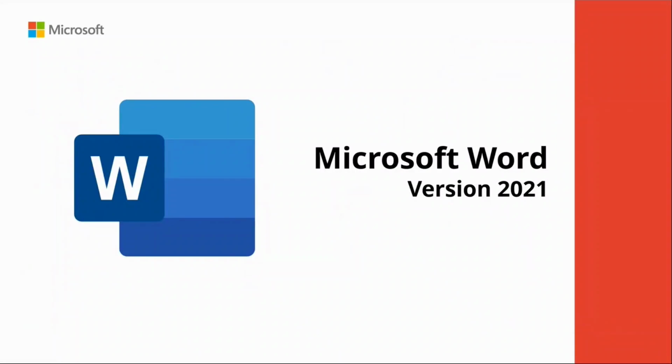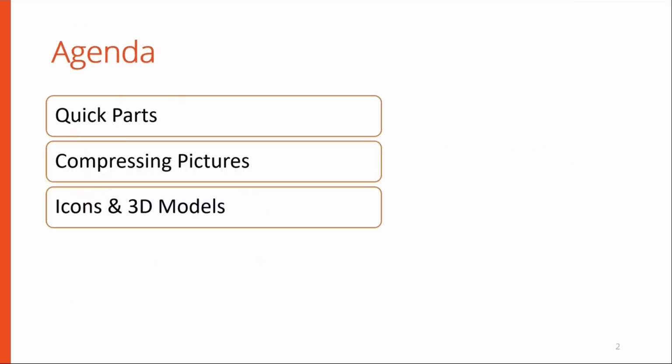Hello, welcome to another session of Microsoft Word. Now that we have learned grouping of objects, aligning of objects, filling shapes with pictures, and inserting captions, we are going to learn three other features, namely quick parts, compressing pictures, and icons and 3D models. So let's start our session.